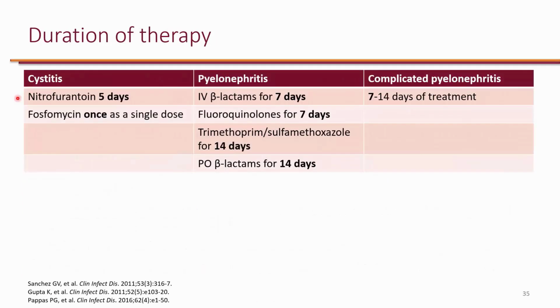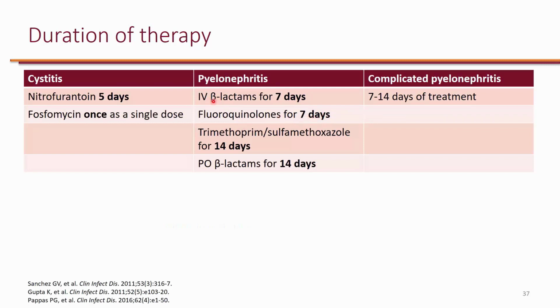The majority of cases of uncomplicated UTIs include cystitis, so with nitrofurantoin, 5 days of treatment is adequate. With phosphomycin, total duration of therapy is just a single dose. Now, these are in most cases. For example, if someone has ESBL UTI, a single dose of phosphomycin may not be adequate. For pyelonephritis with IV beta-lactams, total duration is 7 days. The same is true with fluoroquinolones, whether it's IV or PO. And that would be 7 days total.